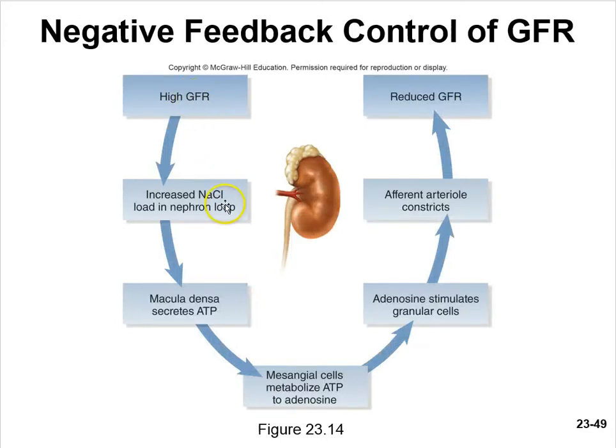High GFR leads to increased sodium chloride in the nephron loop. The macula densa releases ATP. The mesangial cells metabolize ATP to adenosine. This stimulates the granular cells, which then causes the afferent arteriole to constrict and reduce GFR.